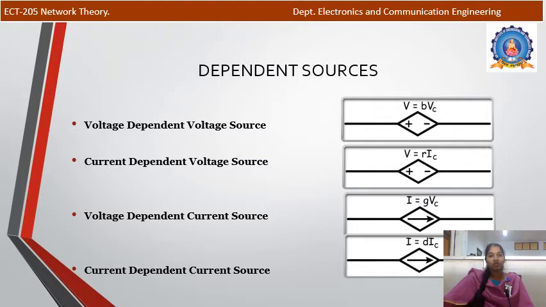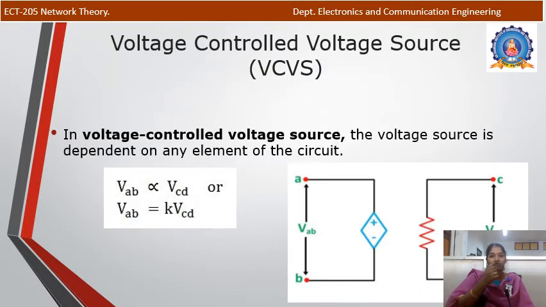So voltage dependent voltage source means it is a voltage source and that voltage source's output quantity will be voltage, and that voltage depends on another voltage in the circuit. That is why it is known as voltage dependent voltage source. The details of this classification of dependent sources will be discussed next. So the first one is voltage controlled voltage source.